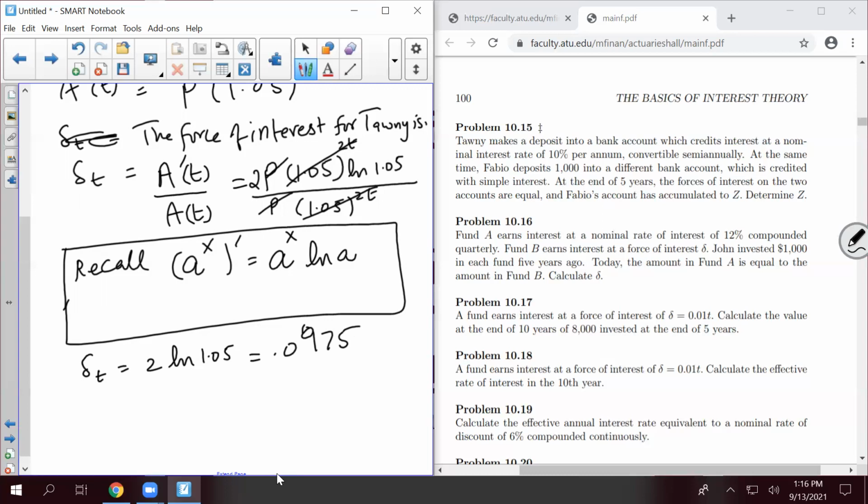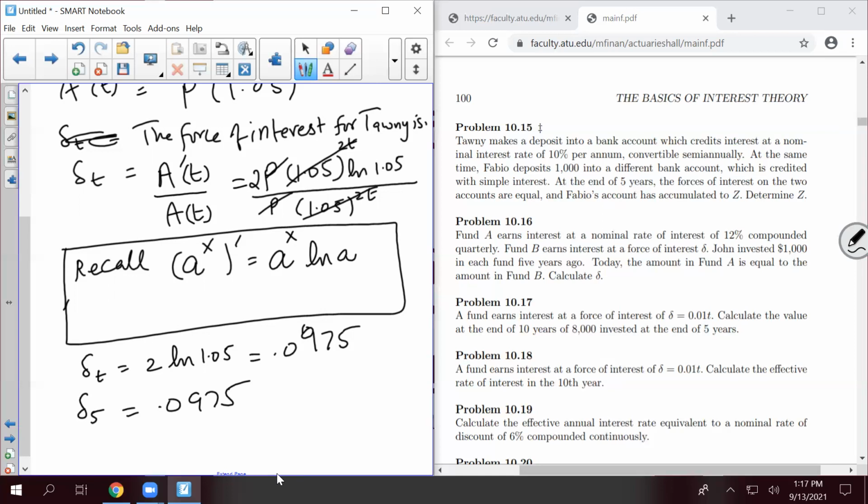since this was compound interest, although it was compounded semi-annually, the force of interest has come out to be constant, which will always happen for compound interest, no matter how often the compounding happens. So the force of interest has come out to be 0.0975 at any time t. We are just interested in the force of interest at time 5, so in this case, it will be the same even at time 5.